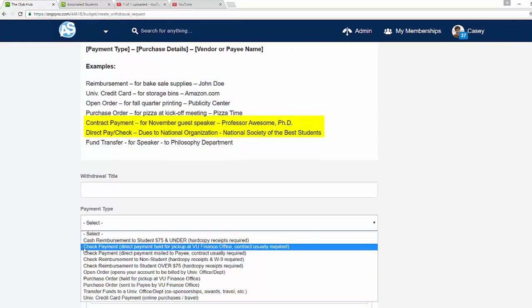Next up, we have contract payments and direct payments by check. Those can be combined because when you're paying a contractor that might be a guest speaker or presenter, you're going to do that in the form of a university check. You may also have something like national dues that needs to be sent in the mail as a check. You may be paying a business off of an invoice that they've sent.